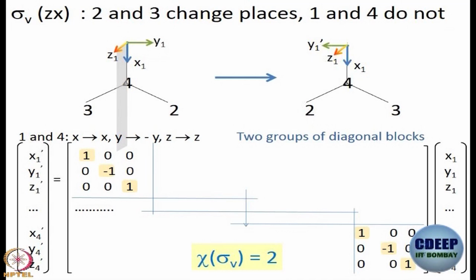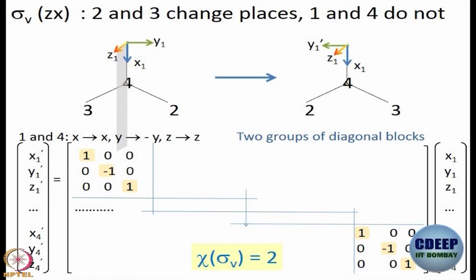1, 1, minus 1, that is again plus 1, right. See, X remains same, Z also remains same, 1 plus 1 is 2, and Y becomes minus Y. So, 1 plus minus 1, that is 1. How many atoms contribute? 2. So, 2 into 1 is 2. Simple.